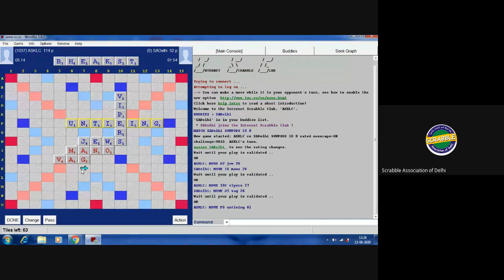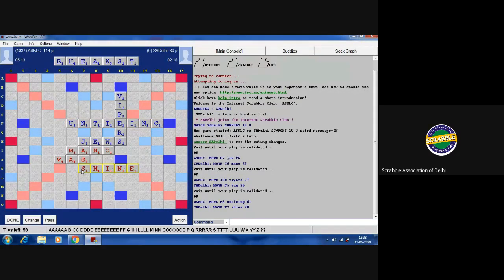So let me put Shine. I'm using a double word as well as opening up the triple word here also. I would have opened it up at C10 also, but the chances of making it over there are much easier. Here you need at least a five-letter H word.